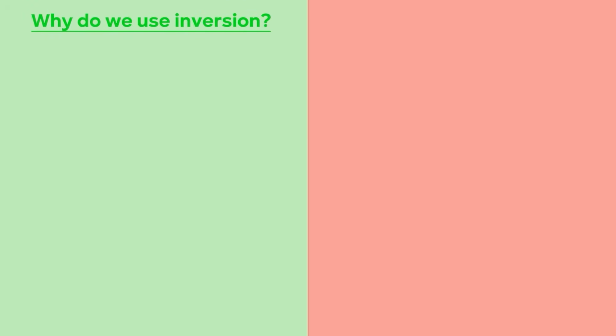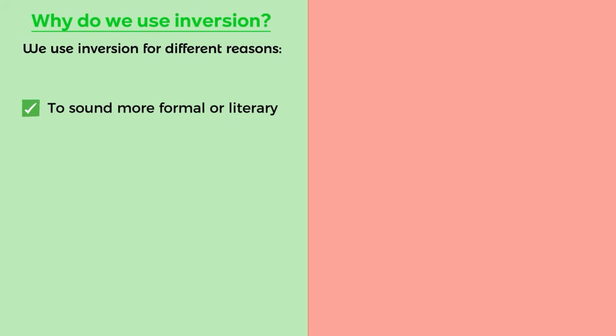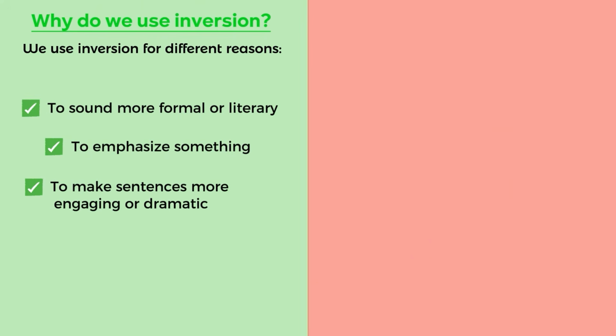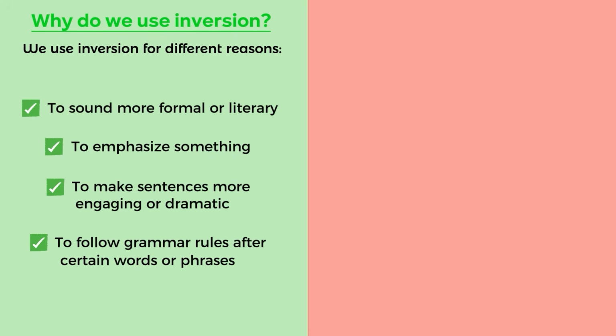Why do we use inversion? We use inversion for different reasons: to sound more formal or literary, to emphasize something, to make sentences more engaging or dramatic, to follow grammar rules after certain words or phrases.